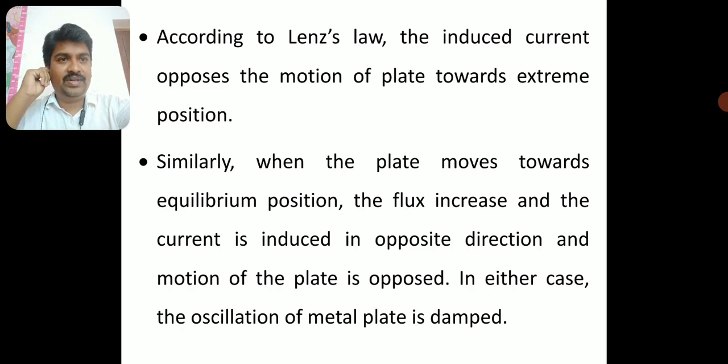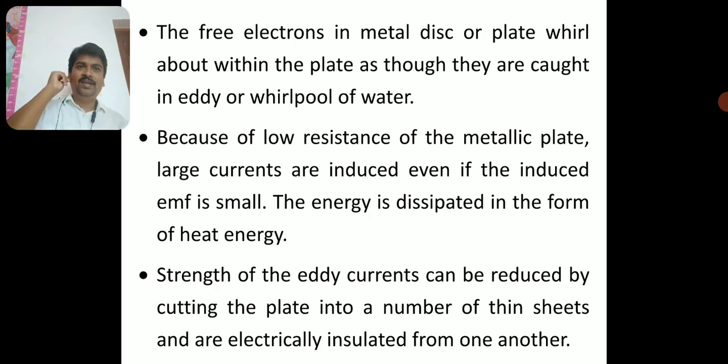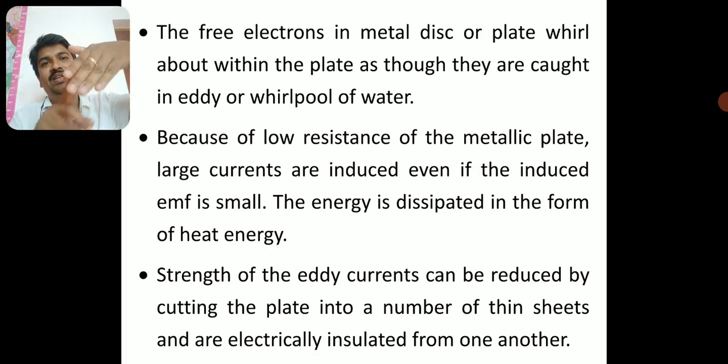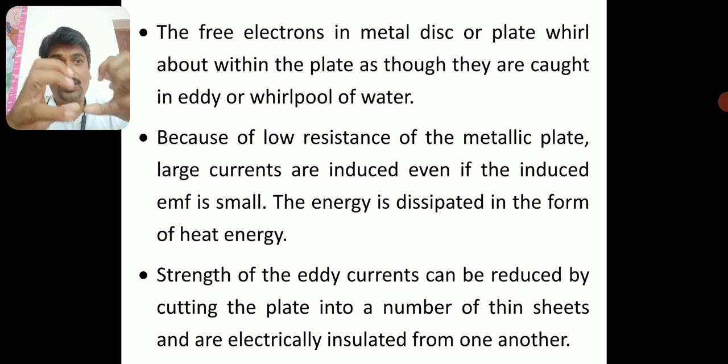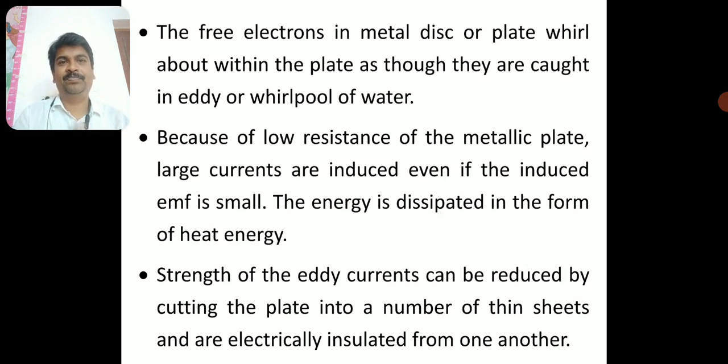This is what is actually happening. The free electrons in a metal disc or a metal plate whirl about within the plate as though they are caught in an eddy. Here is a metal plate which is swinging. Now we have free charges which are moving in the metal plate. It is as though the free electrons are caught in the eddy current.